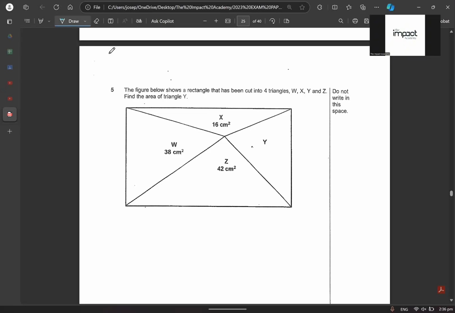Now, in the next question, we can see that they have given us a rectangle that was cut into 4 different triangles, W, X, Y, Z. All of these numbers inside are basically the areas. To solve a question like this, you have to understand the concept of same base, same height.